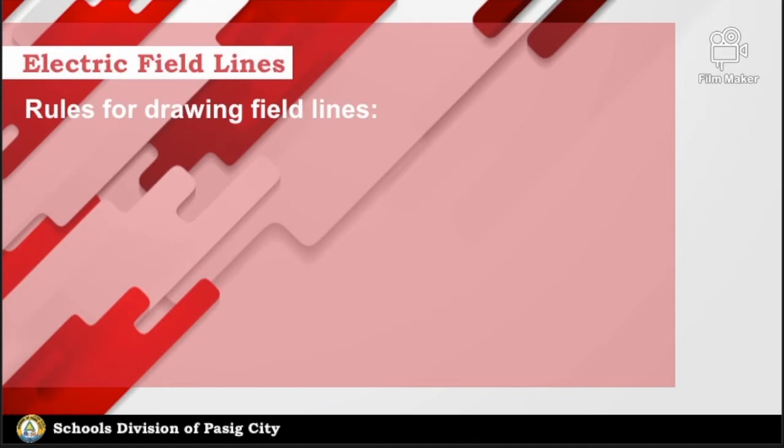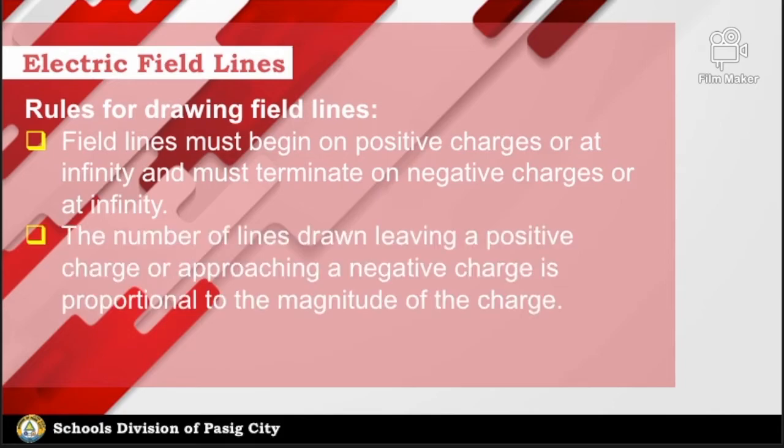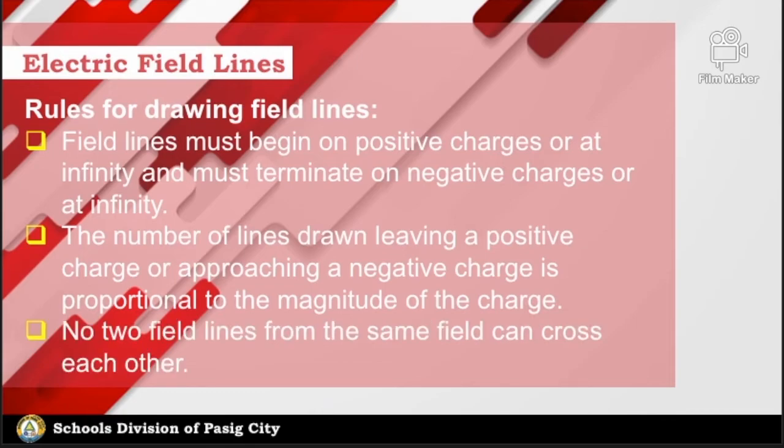Remember the following rules in drawing electric field lines. First, field lines must begin on positive charges or at infinity and must terminate on negative charges or at infinity. Second, the number of lines drawn leaving a positive charge or approaching a negative charge is proportional to the magnitude of the charge. And lastly, no two field lines from the same field can cross each other.